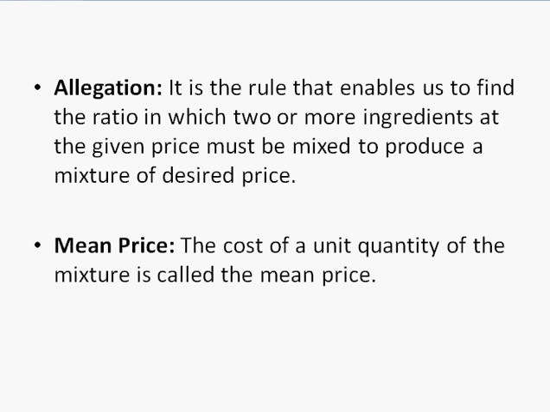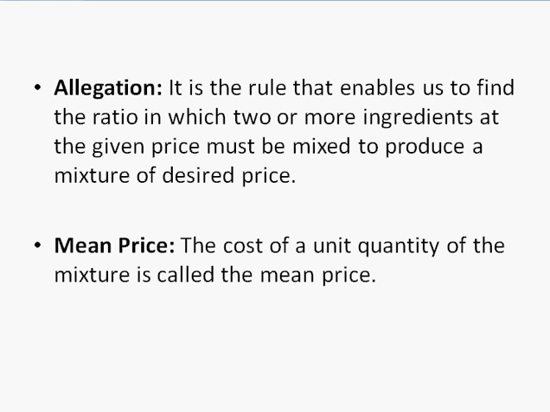You would of course love to buy the better variety, but you cannot because it's expensive. And the lower grade rice, you would not really like to buy because it is of low quality. So in which ratio should you mix variety 1 and variety 2, so that you need to pay only 53 rupees for 1 kg? That's what is decided by allegation. Allegation is a rule in which you can easily find out the ratios.